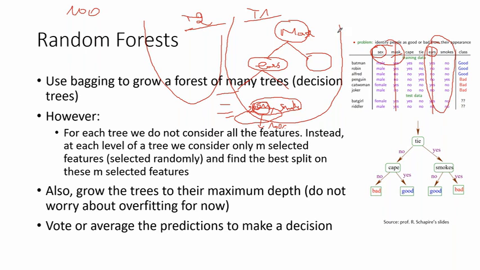Since we are selecting randomly, we don't select the same feature twice along a path. For example, if we selected ears here, and here we selected smoke, we are not going to select ears anymore, because we did it before. But in another branch, it can occur again. I see. So this is how the decision tree works.